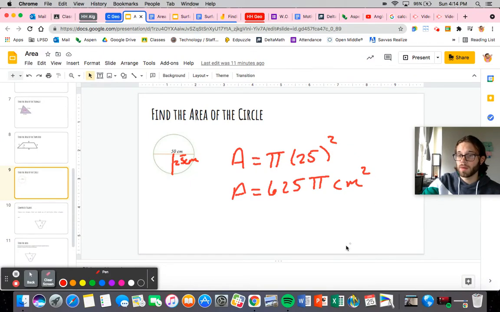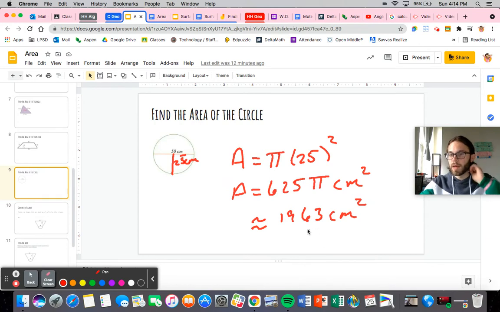If it asks you to round, it likely wants you to use pi as 3.14, or alternatively, you can use the pi button on your calculator. But 625 times pi ultimately will give you about 1,963 if you are to do it out. But you can leave it as 625 pi, which is approximately 1,963 centimeters squared.